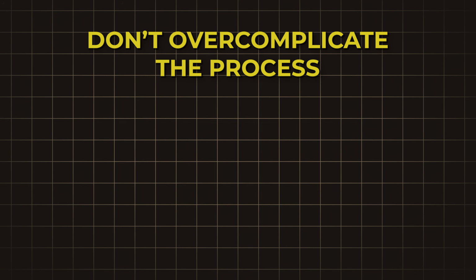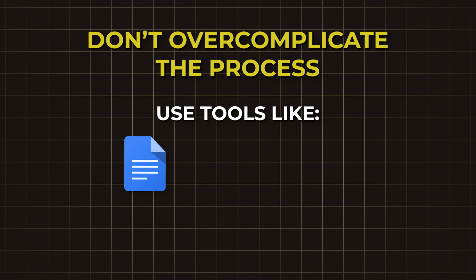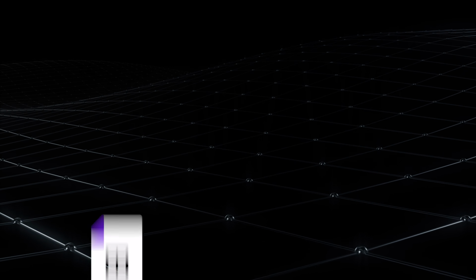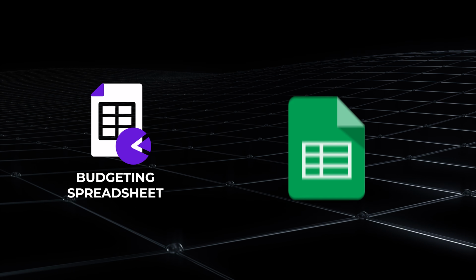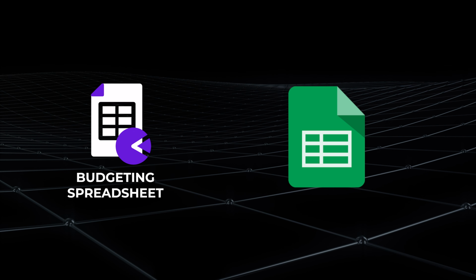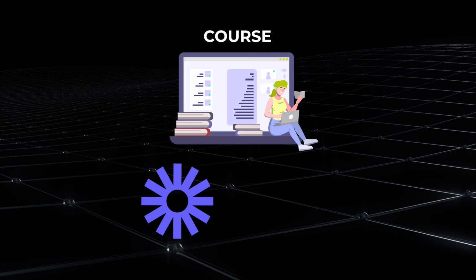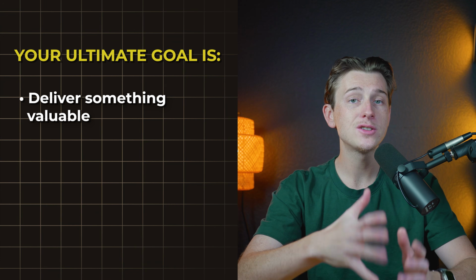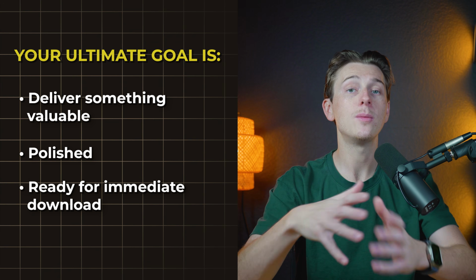Once you've decided on your product, it's time to create it. Don't overcomplicate the process. Use tools like Google Docs, Canva, or Figma for ebooks, templates, or presentations. For example, if you're making a budgeting spreadsheet, Google Sheets is perfect for designing user-friendly financial trackers. Ensure your product is visually appealing and easy to use. If you're creating a course, platforms like Loom or Zoom make it simple to record lessons. Your ultimate goal here is to deliver something valuable, polished, and ready for immediate download.